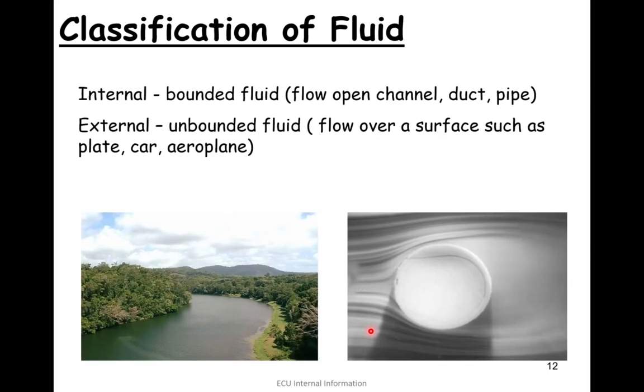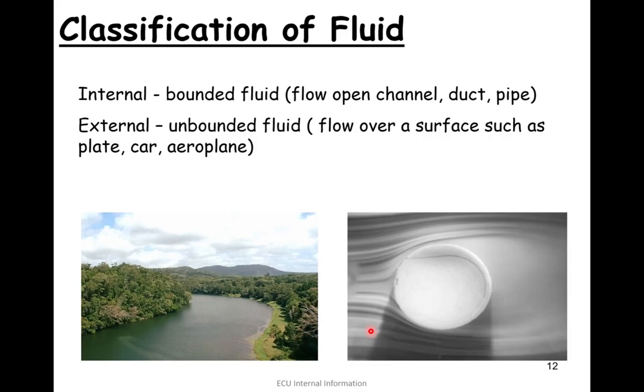Again, another type of classification, we call it internal and external flow. If a flow is bounded by a boundary, then we call it internal flow. For example, flow going into a pipe, into a duct, like an air conditioning system, flow in a river or an open channel flow. These are all called internal flow.